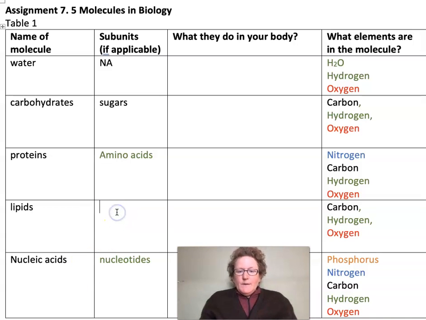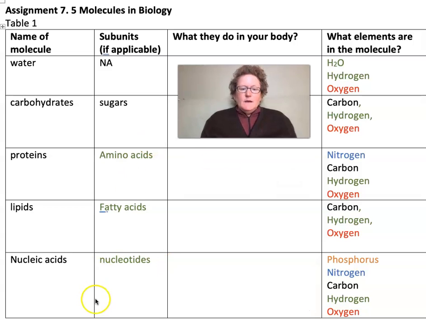Lipids are made out of fatty acids. Lipids do a lot of things in our body. They insulate us, they're chemical messengers, they provide padding. They're pretty cool, we need them. And nucleic acids are made of nucleotides, and they're things like RNA and DNA in our bodies.